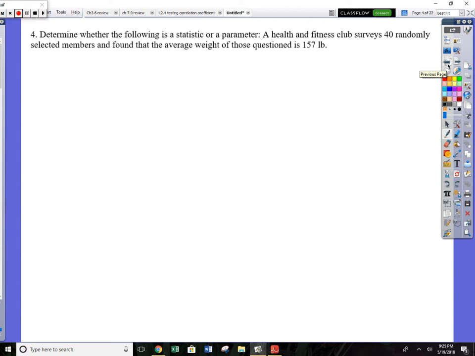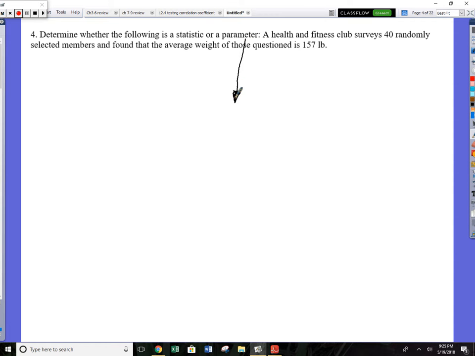Okay, 4. Determine whether the following is a statistic or a parameter. Okay, parameter is some number that describes the population. Statistic is some number that describes a sample. And we do sampling to predict qualities of the population. Because population sometimes is millions and millions of people, and it's too hard to talk with each individual personally, so we just do a sample. If it's large enough, it's going to give us a good picture of how the population behaves.